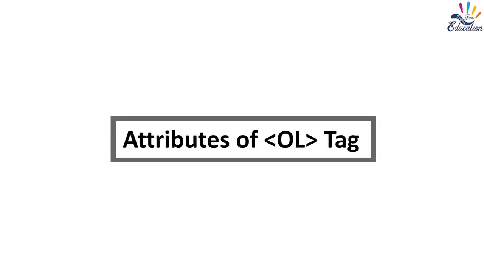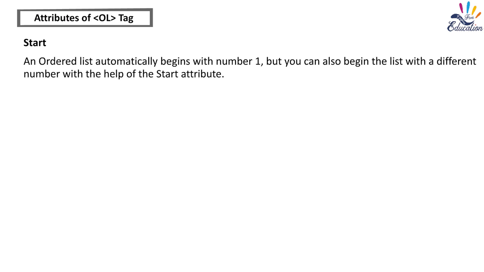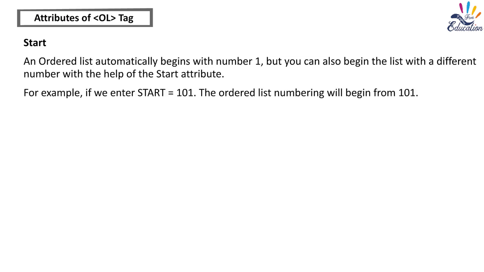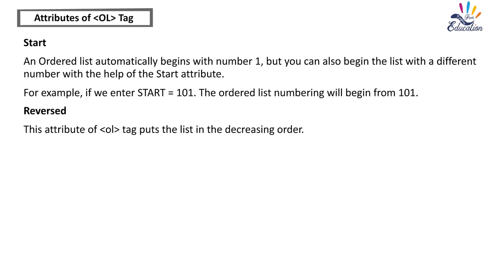Attributes of OL tag. Start. An ordered list automatically begins with number 1, but you can also begin the list with a different number with the help of the start attribute. For example, if we enter start equal to 101, the ordered list numbering will begin from 101. Reversed. This attribute of OL tag puts the list in the decreasing order.